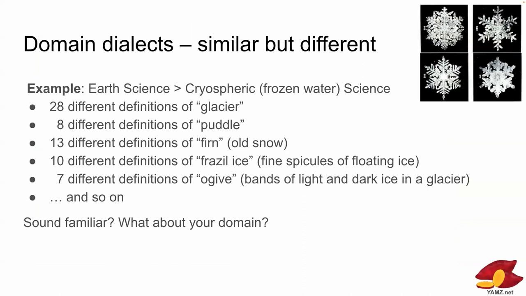And it's not just cross-domain vocabularies like Dublin Core that spawn dialects, but also narrow, domain-specific vocabularies. For example, in cryospheric science, which is all about frozen water, there's disagreement on generalized terms such as glacier and puddle, and on specialized terms such as frazzle ice. Within a narrow domain, it is easy to imagine this kind of divergence arising from institutional or project-level dialects. It happens in any domain where object experts care about accurate description in their area of specialization.